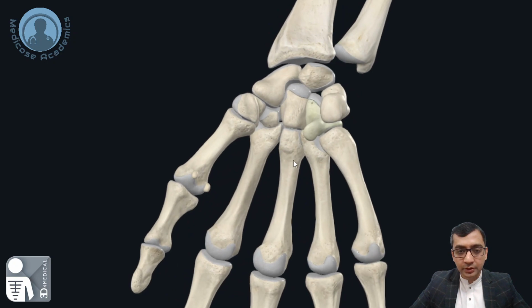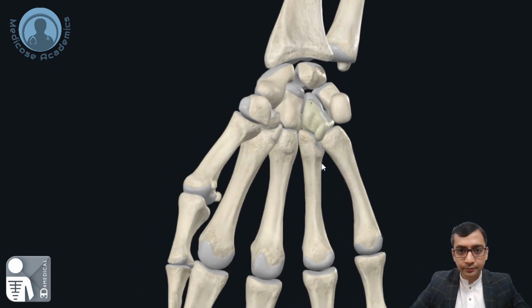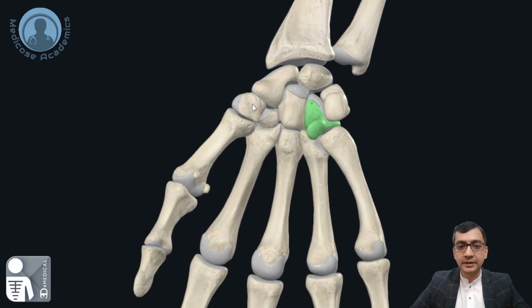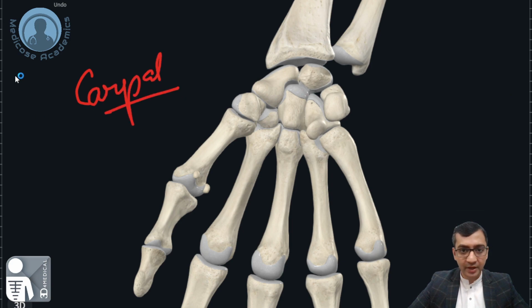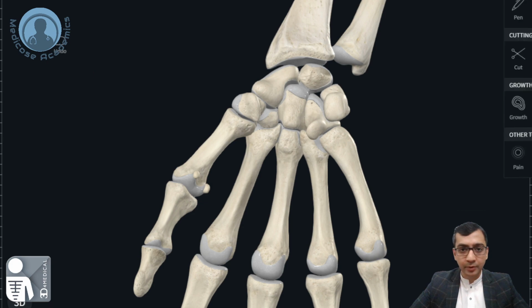These 8 bones are called carpal bones. We will see their names as we move along our lectures.